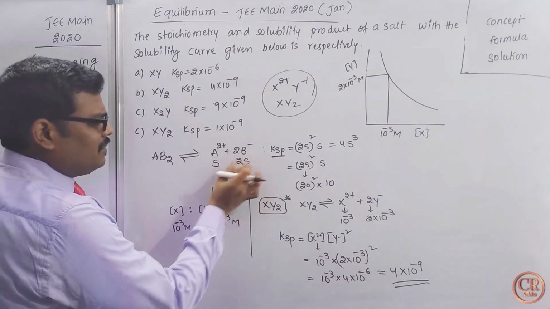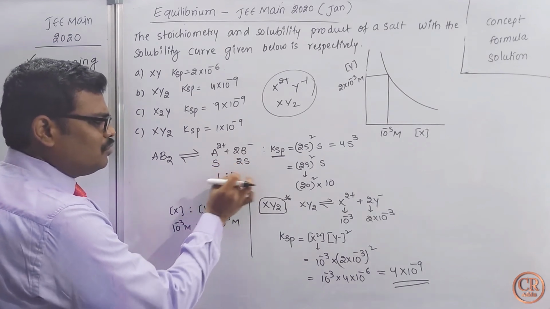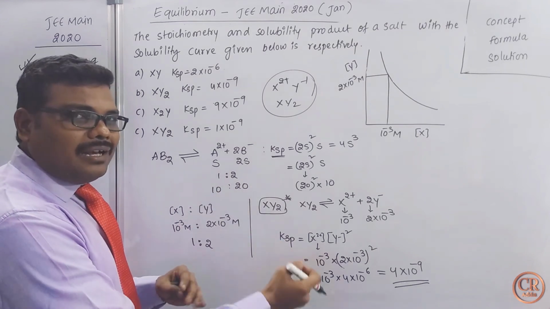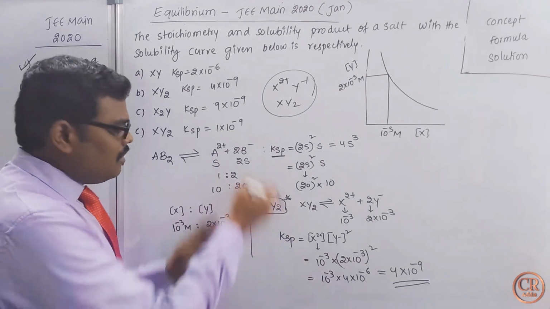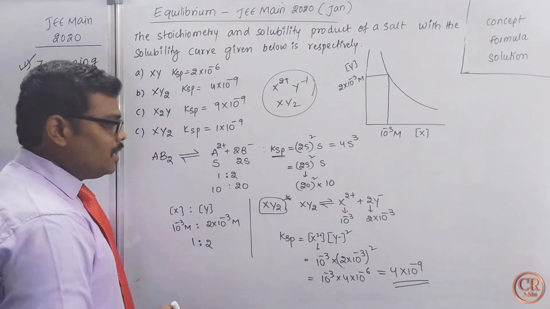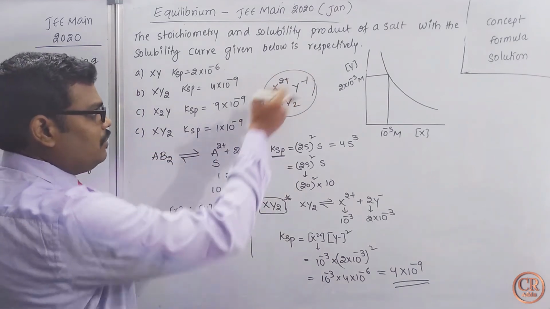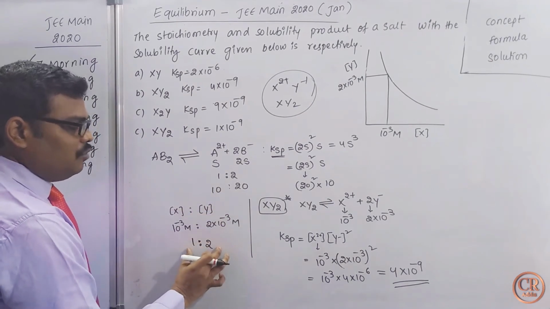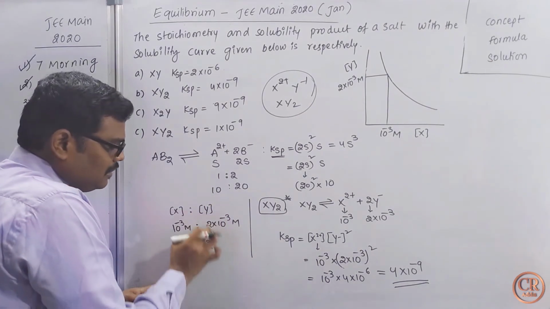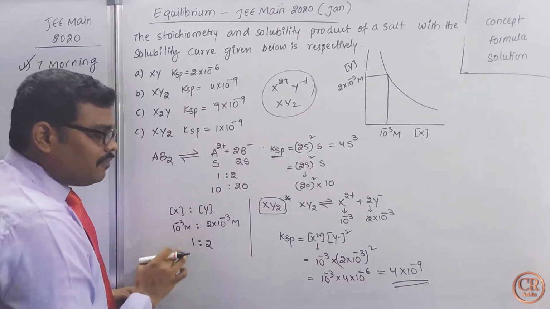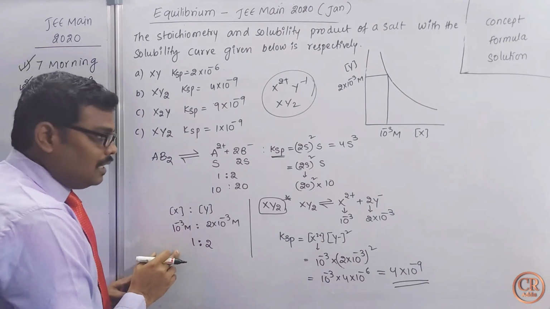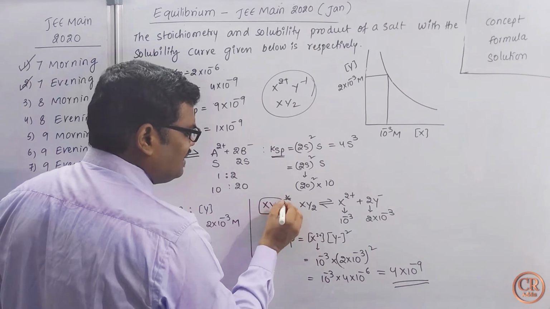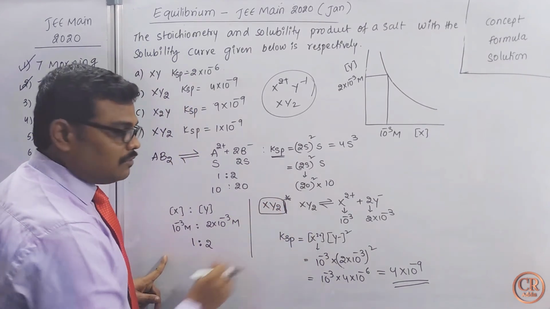So S and 2S. Then what is the concentration ratio? 1:2. 1:2 means 2 and 4, 5 and 10, 10 and 20, 100 and 200 are all 1:2 ratios. Okay, so this is the suitable concept. Now if you take the question, the X ion concentration and Y ion concentration are in 1:2 ratio. That means 2 moles of Y and 1 mole of X should be produced from 1 mole of salt. So I have taken the salt formula as XY2.